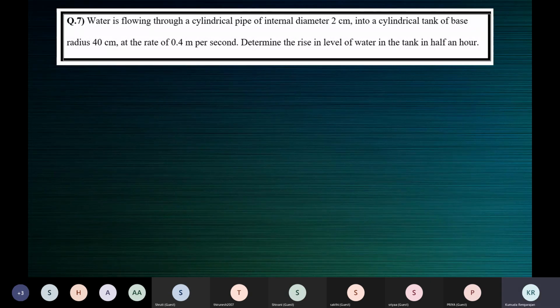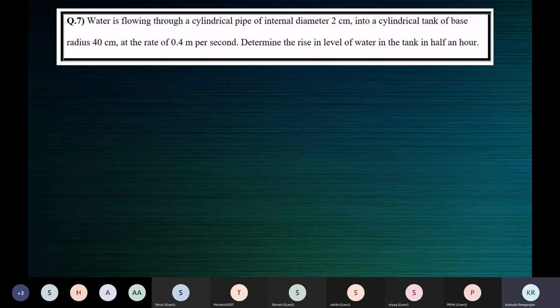Okay, so there is a cylindrical tank and there is a pipe, a cylindrical pipe. The tank is being filled by means of the pipe. So how long is the water allowed to flow into the tank, children? Half an hour. Is the tank empty or full initially? Initially empty. The tank is empty initially.